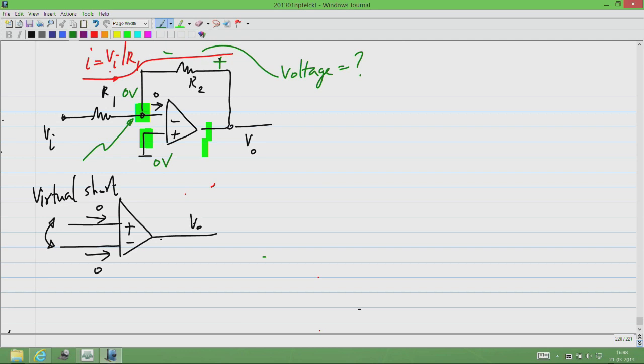No, the voltage is not infinite. On the right side you have V naught, on the left side we have 0 volts, so the voltage across it is definitely V naught. But you also know the current that is flowing through it, so you can try and figure out the voltage across it. What is it? Yeah, that's correct.